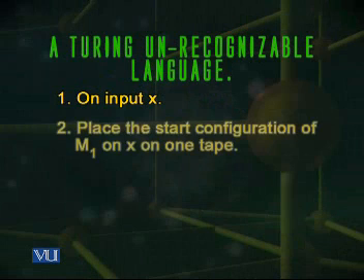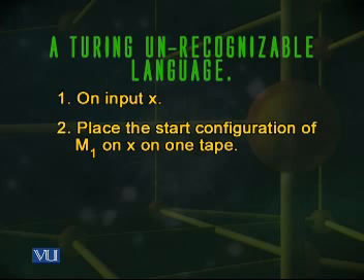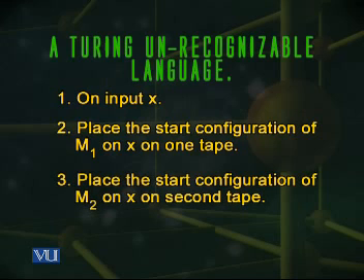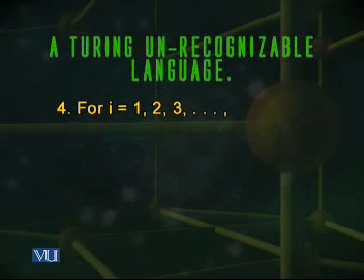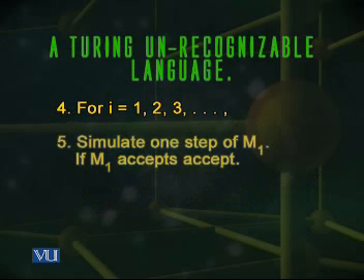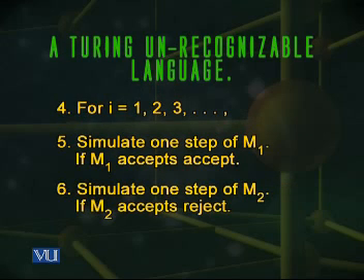On input X, place the starting configuration of the first Turing machine M1 on X on one of the tapes. Place the starting configuration of M2 on X on your second tape. Now, for i going from 1, 2 and so on, simulate one step of M1. If M1 accepts, we'll accept. And then simulate one step of M2. And if M2 accepts, we will reject. So, what we're doing is running both simulations of M1 and M2 simultaneously.